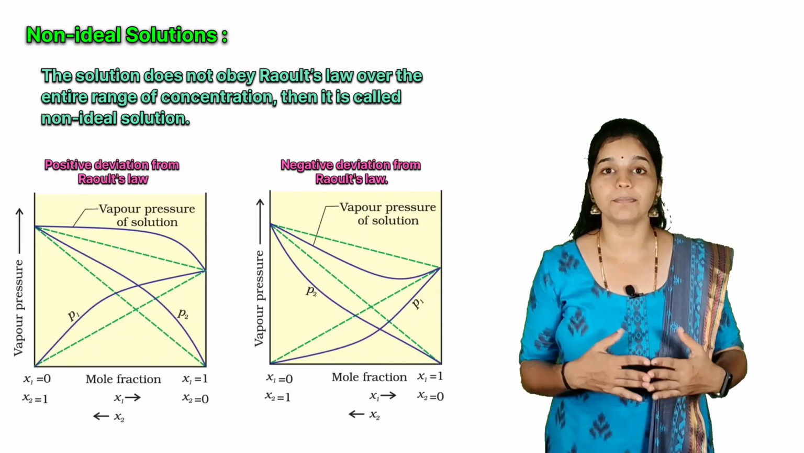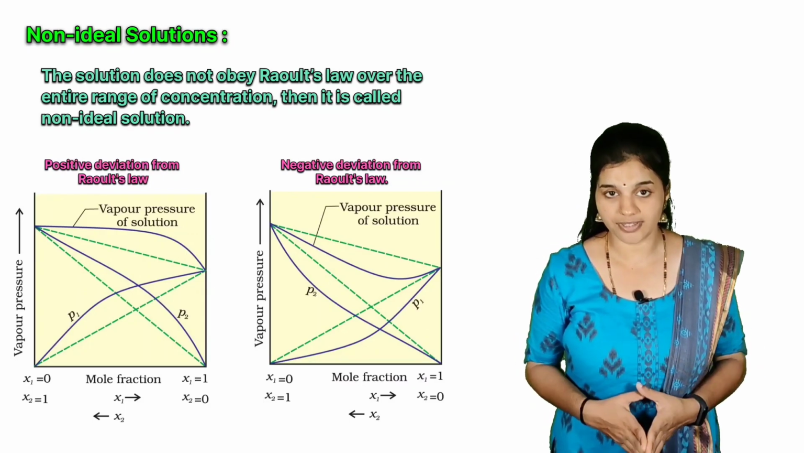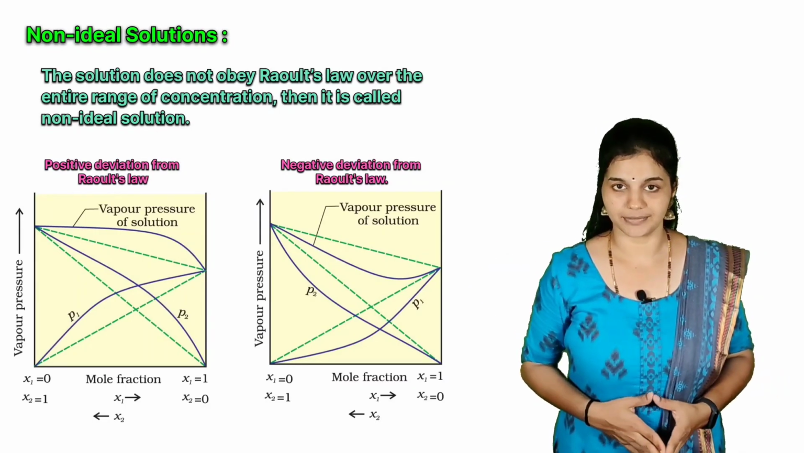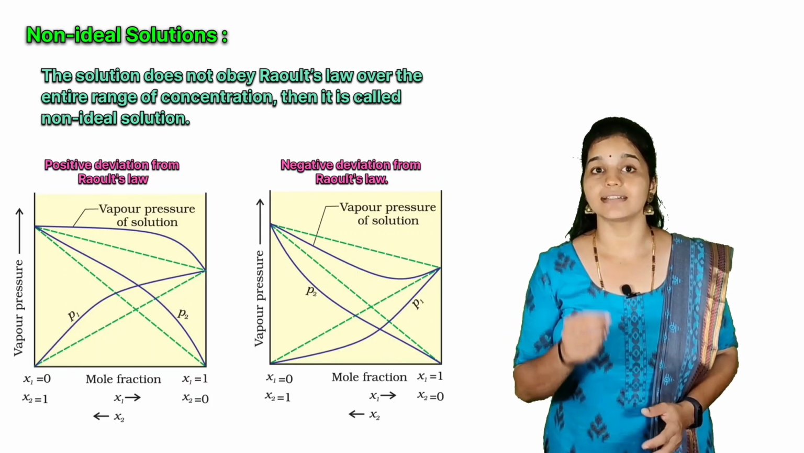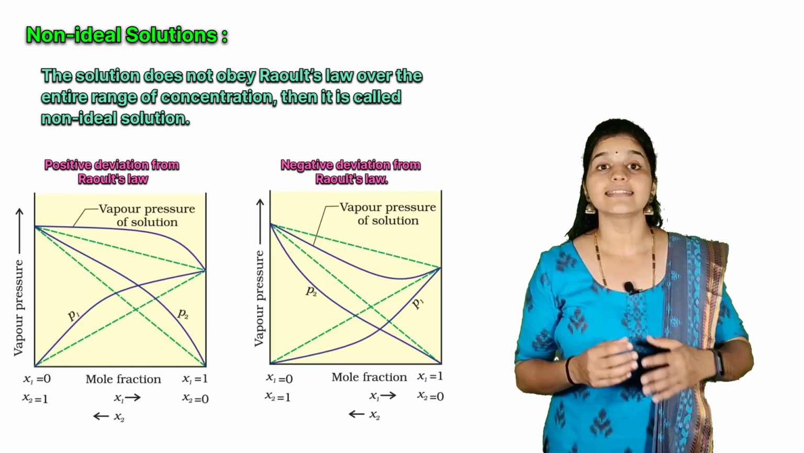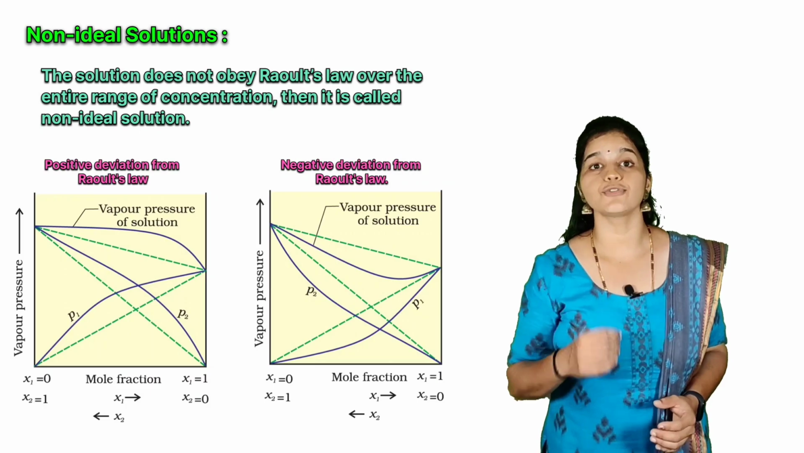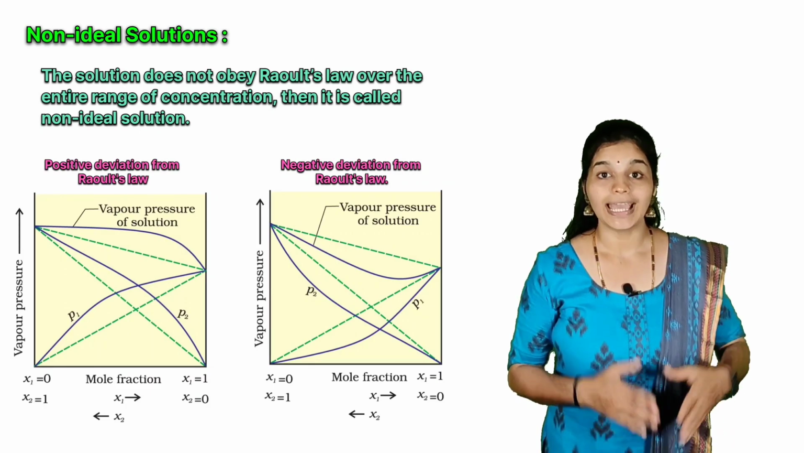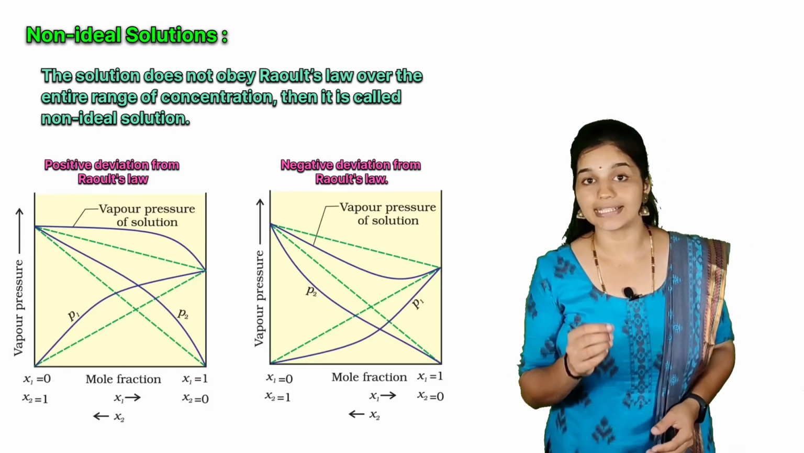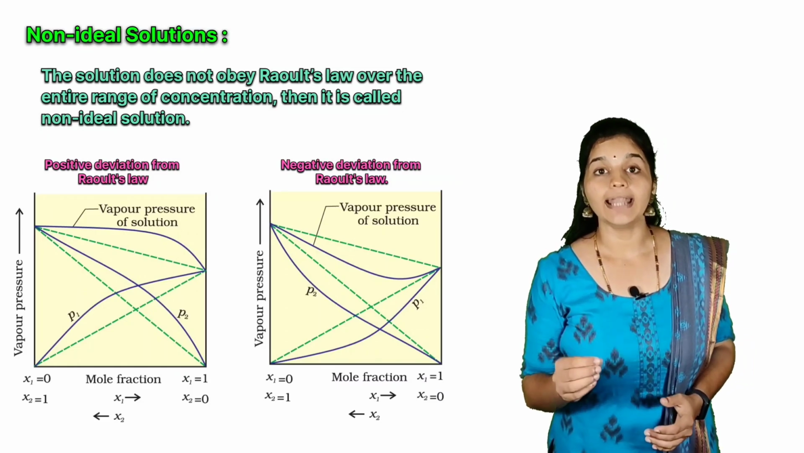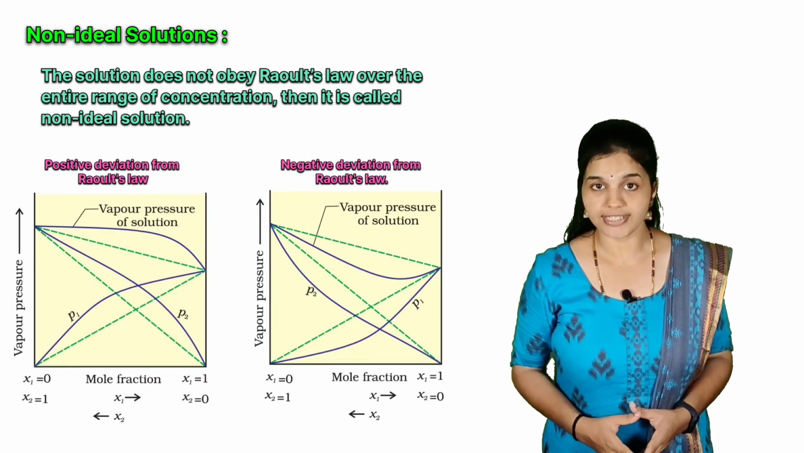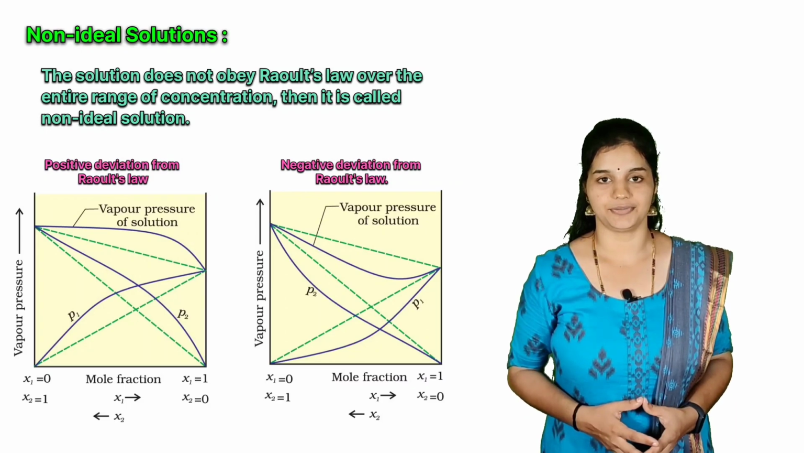The plots of vapor pressure as a function of mole fractions for positive and negative deviation from Raoult's law are shown in the figure here. The first graph represents a solution that shows positive deviation from Raoult's law, and the second graph represents a solution that shows negative deviation. In both of these graphs, the dotted lines represent the vapor pressure that is predicted by Raoult's law, and the complete lines represent the vapor pressures exhibited by the solutions and the components present in them.